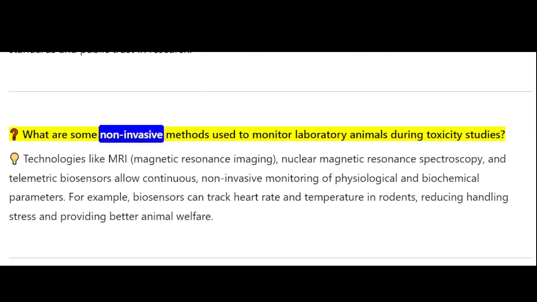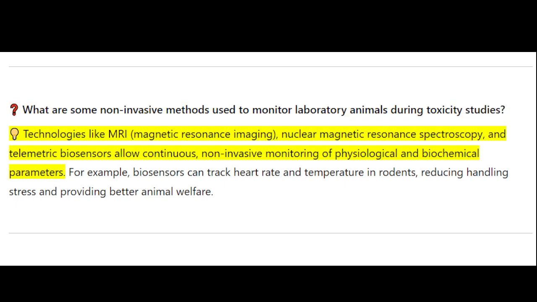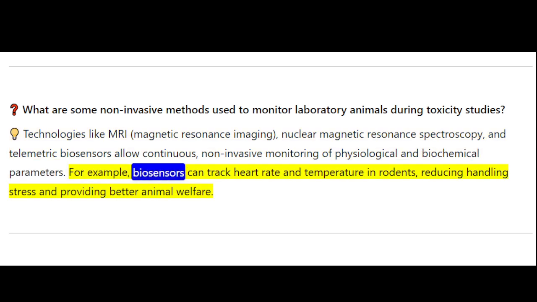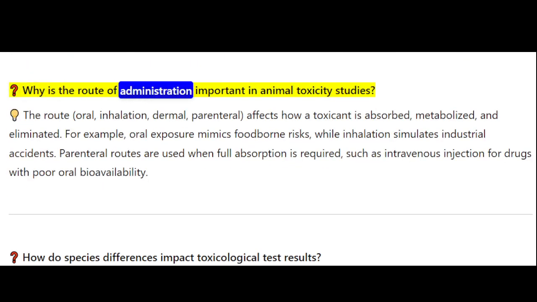What are some non-invasive methods used to monitor laboratory animals during toxicity studies? Technologies like MRI, magnetic resonance imaging, nuclear magnetic resonance spectroscopy, and telemetric biosensors allow continuous, non-invasive monitoring of physiological and biochemical parameters. For example, biosensors can track heart rate and temperature in rodents, reducing handling stress and providing better animal welfare.